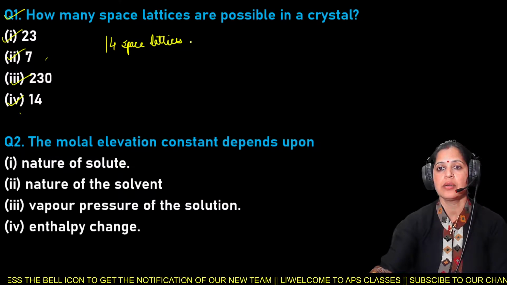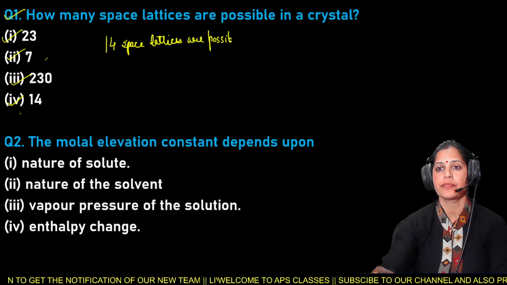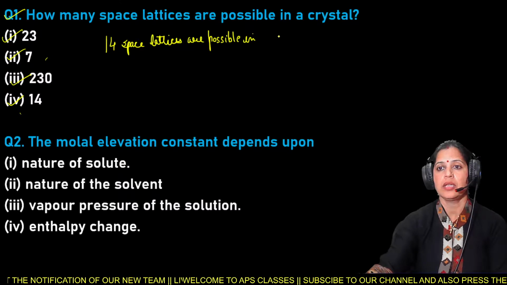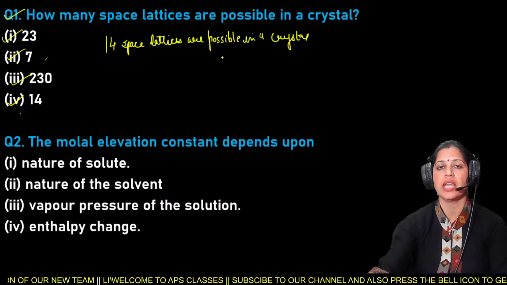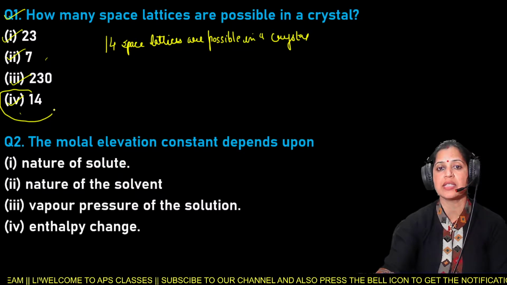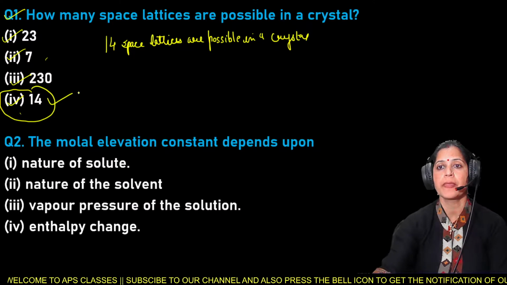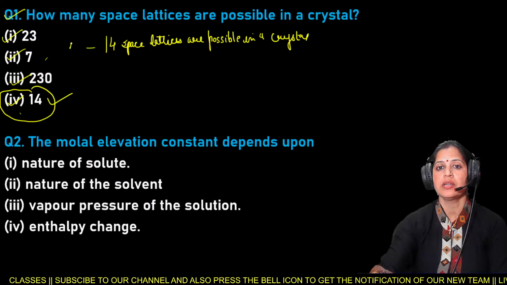Lattices are possible in a crystal, not 23, not 7, and even not 230, but only 14 space lattices are possible in a crystal. So here option D is the right answer for the question number 1.